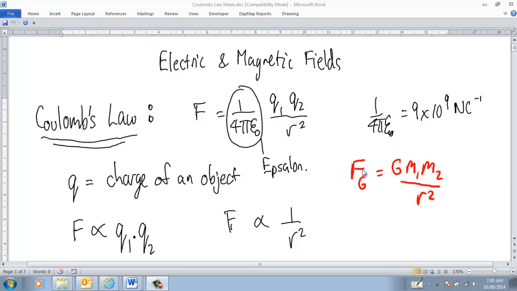Just a reminder about the formula, Coulomb's Law, which is force equals 1 over 4 pi epsilon, Q1 Q2 divided by r squared. Obviously the constant value is 9 by 10 to the 9. We know that Q is the charge of an object. Now, we can also find this relationship: the force is directly proportional to Q1 and Q2, which is really important that you get your head around, and the force is inversely proportional to the radius squared.